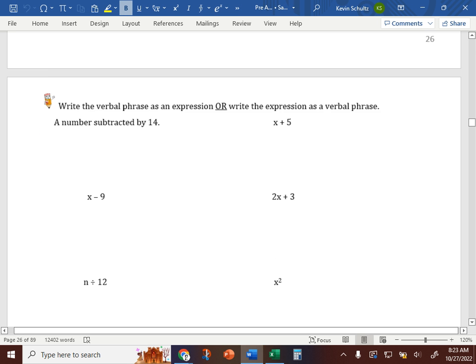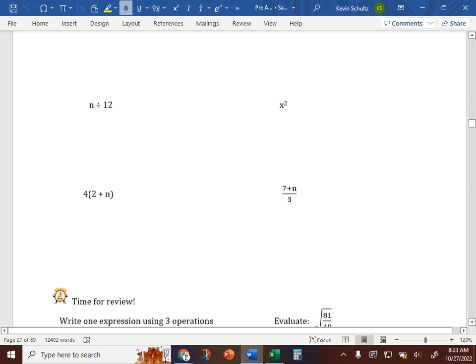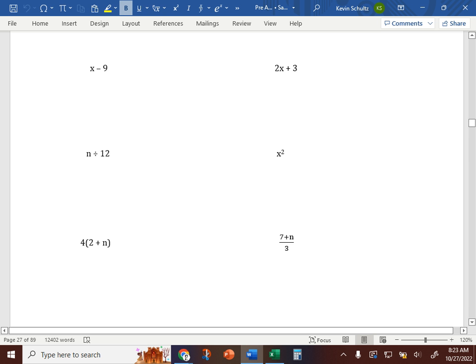The second page, the majority of these now, here we have numbers subtracted by 14. Again, very similar to what we saw on the first page, but a little bit different, so pay attention to that. But now we have a bunch of them that are written as numerical expressions, and you need to write the verbal. So let's just take that 2x plus 3 there. Give me a couple different ways that you could write this verbally. And you have options, so we don't have to just lock onto one.